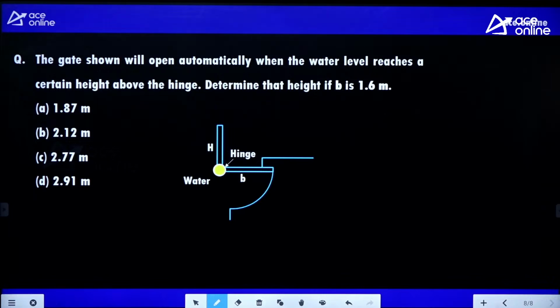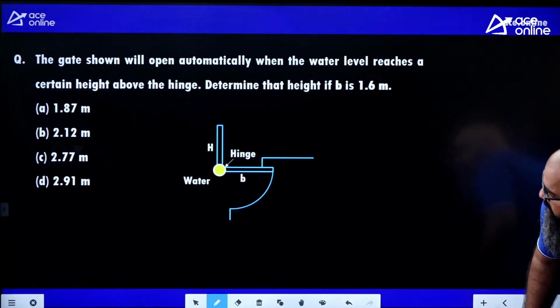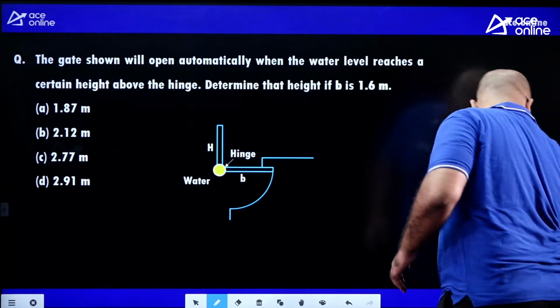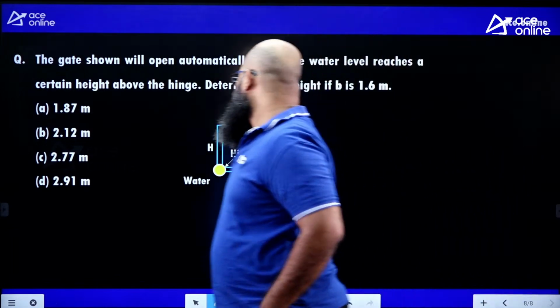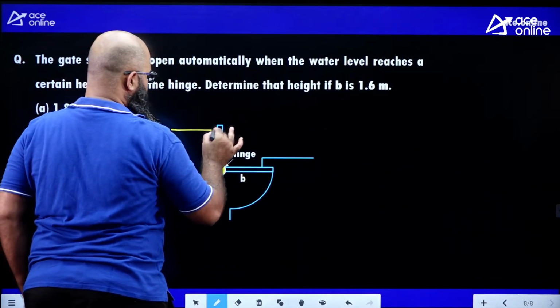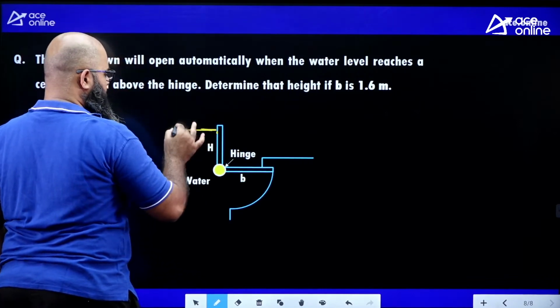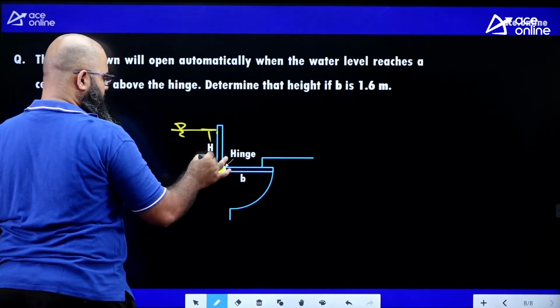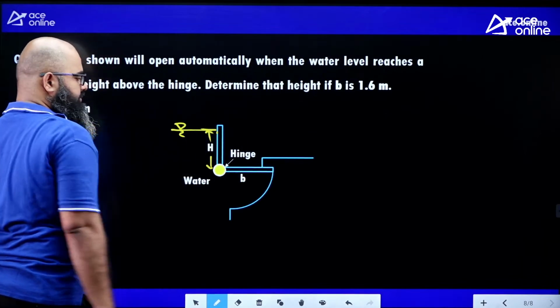The question is saying the gate shown will open automatically when the water level reaches a certain height above the hinge. Determine the height h if the value of b is equal to 1.6 meter. You have to find the water level. There is water present over here, and this is the height h we are having.